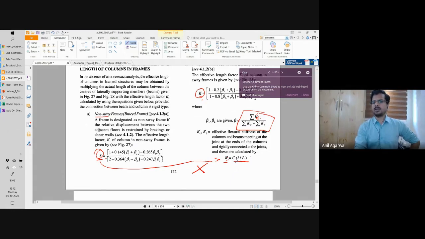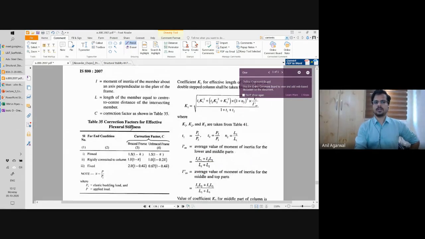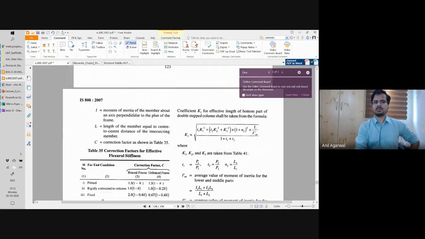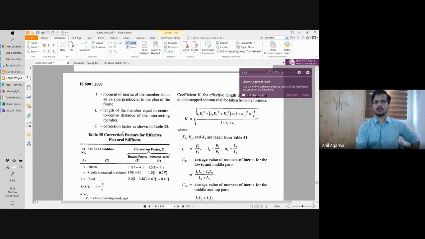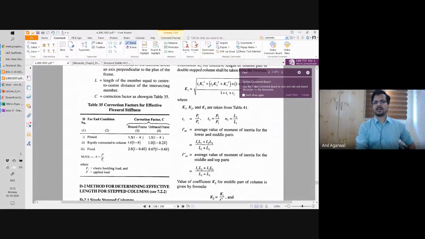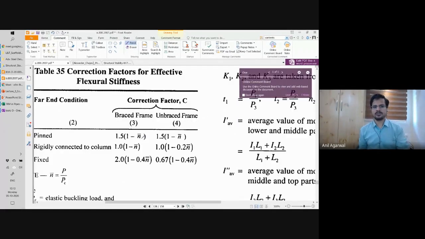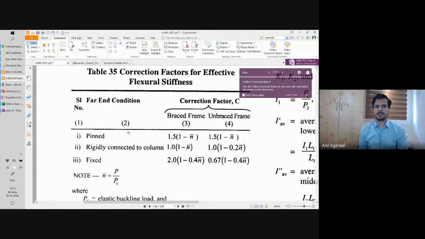Okay, and I by L is obvious. It's not that difficult to find. I is the moment of inertia of the member. L is the length of the member. C is the correction factor, and the value of C depends on two things. One, it depends on this n bar variable. The value of C, or rather, three things it depends on.